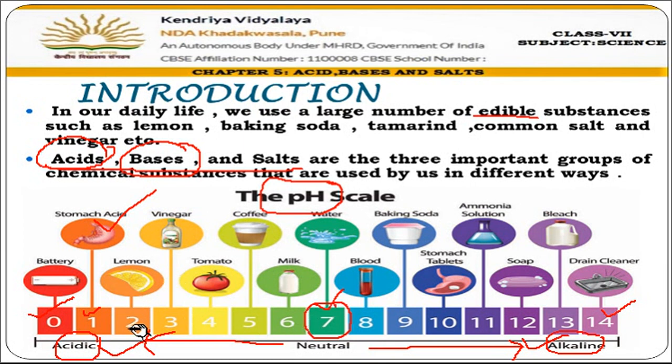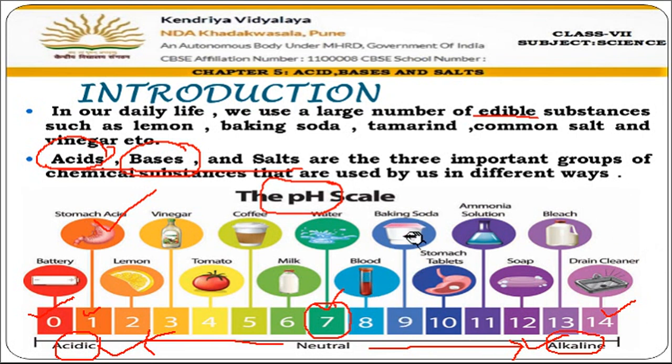Then lemon is also acidic, vinegar, tomato, coffee. It is generally said that we should avoid coffee and tea because they are acidic in nature. They can create acidity in the stomach. Now on the right-hand side, bases are present, which you can see here.